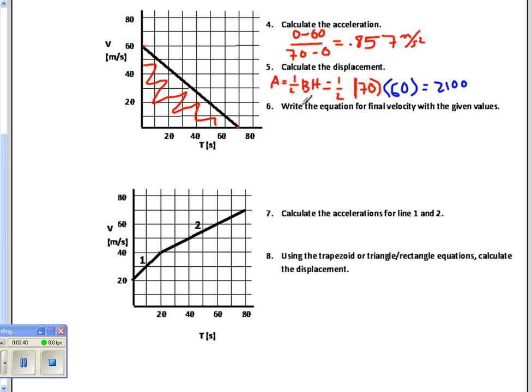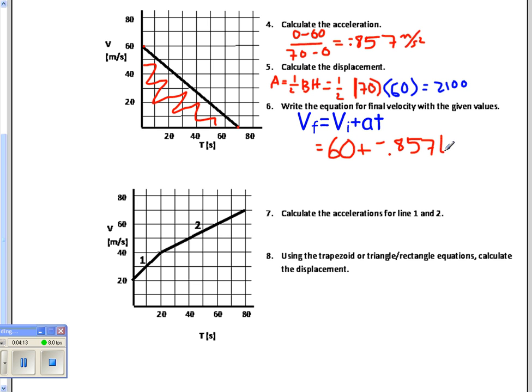Last thing is about the equation for final velocity. So what I'm really looking for is vf equals vi plus at. There it is. And so our velocity, we're just going to say vf is equal to our vi, initial velocity, which is 60. Our acceleration was our slope, which was negative 0.857. Sorry, I forgot to mention that should be negative up there.